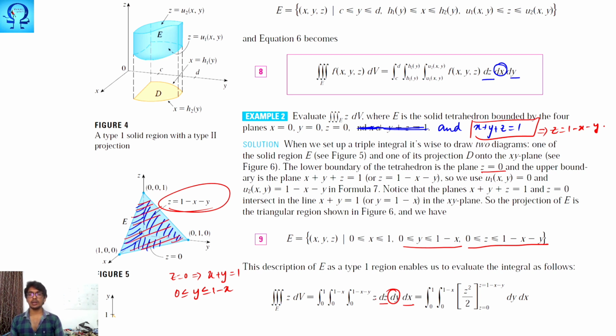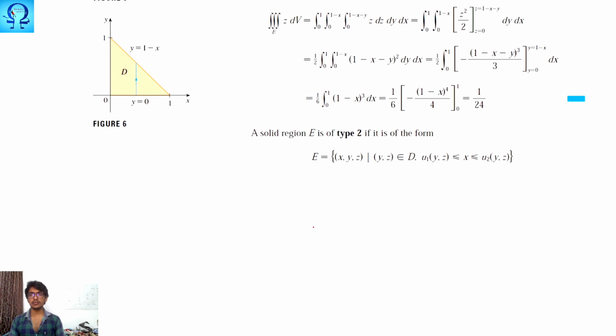When you integrate with respect to z, you are going to get z squared upon 2 over this limit, and when you substitute these limits, you are going to get what? 1 minus x minus y, whole squared, over 2. Now you will have to treat x as a constant, so 1 minus x as a constant, and integrate with respect to y. For that, let me take t to be 1 minus x minus y. So my dt becomes minus dy.